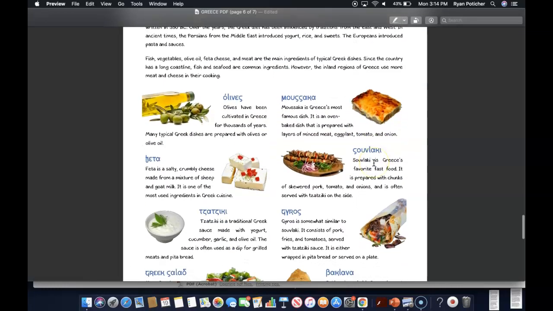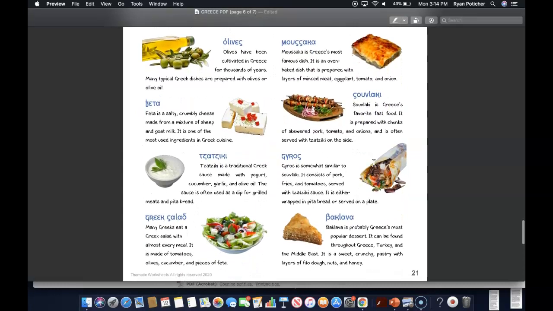Up here is moussaka. Moussaka is Greece's most famous dish. It is an oven-baked dish that is prepared with layers of minced meat, eggplant, tomato, and onion. Down here is souvlaki, which is Greece's favorite fast food. It is prepared with chunks of skewered pork, tomato, and onions, and is often served with tzatziki on the side.